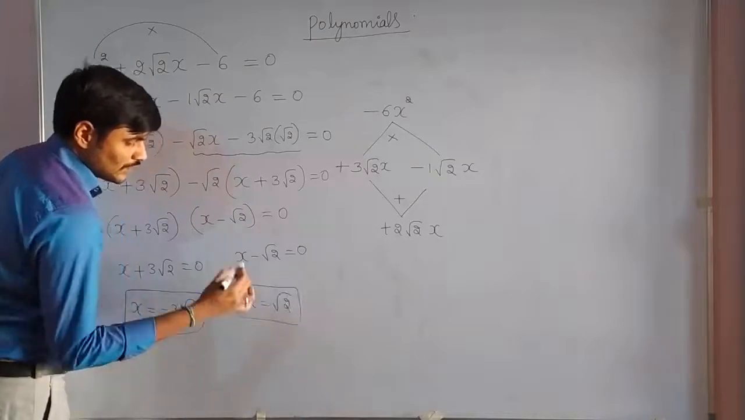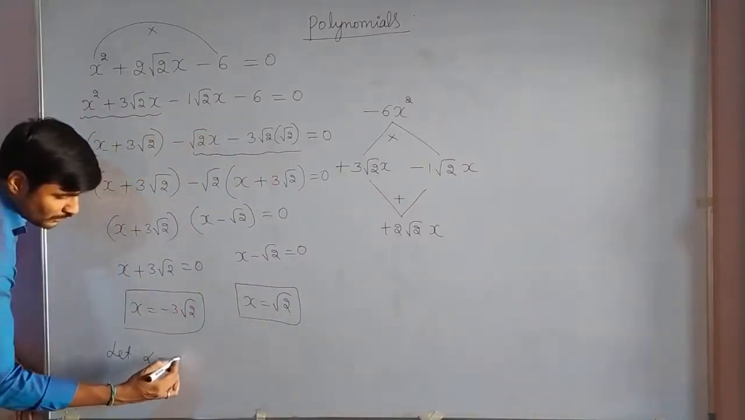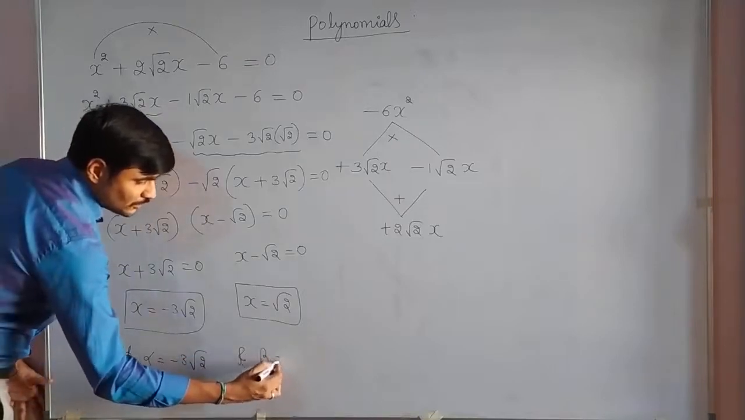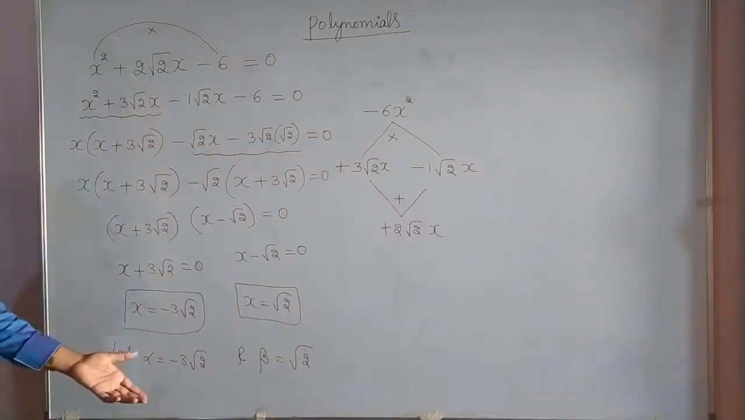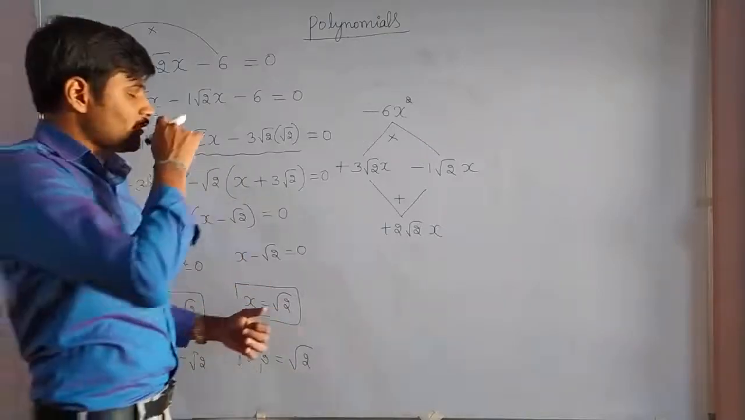2 zeros you got. So you can take it as alpha is equal to minus 3 root 2 and beta is equal to root 2. 2 zeros you got. Alpha is minus 3 root 2 and beta is root 2. Now let us go for verification.